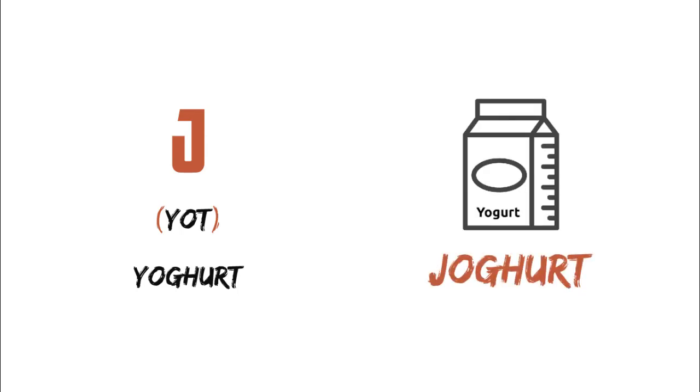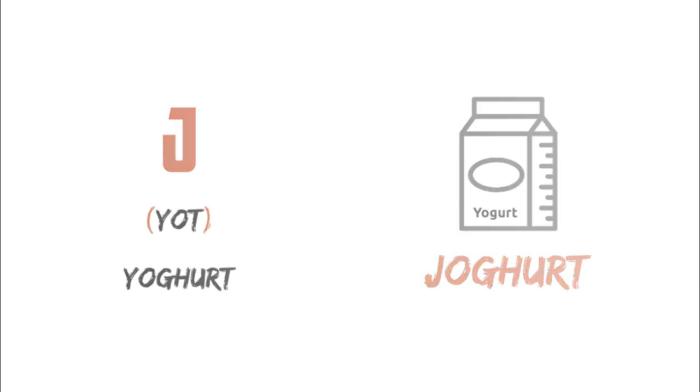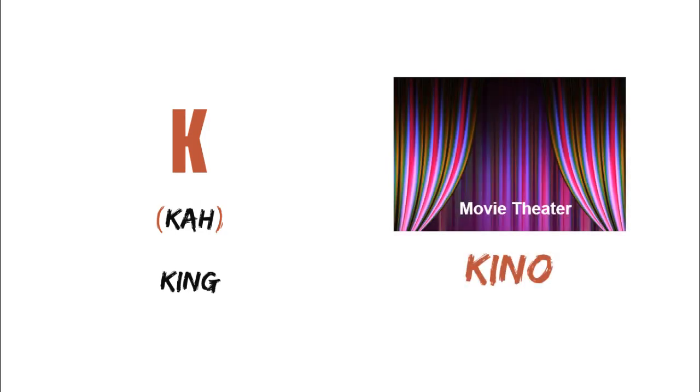And our next letter is J, which is pronounced like the Y in the word yogurt, and the Deutsch word for J is Joghurt. The next letter is K, which is pronounced like the K in the word king, and the German word for K is Kino, which means movie theater.